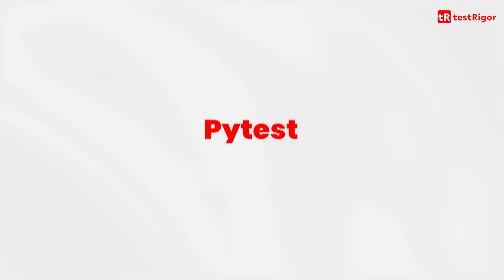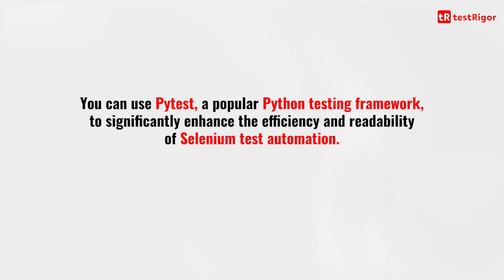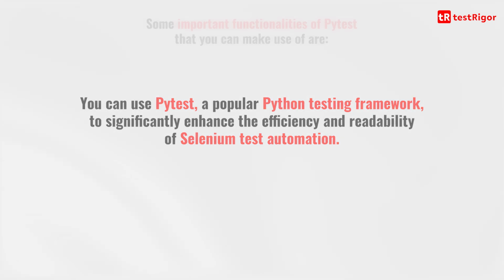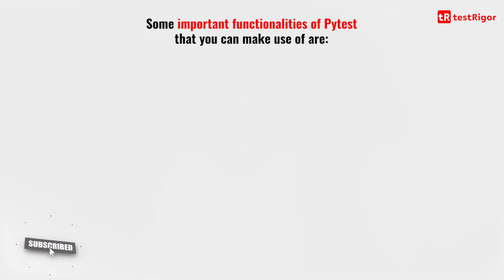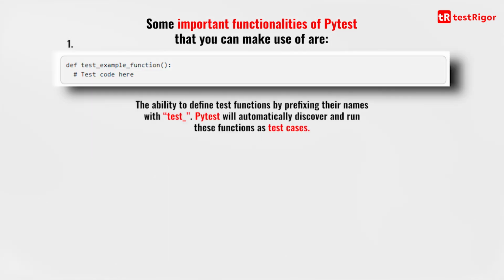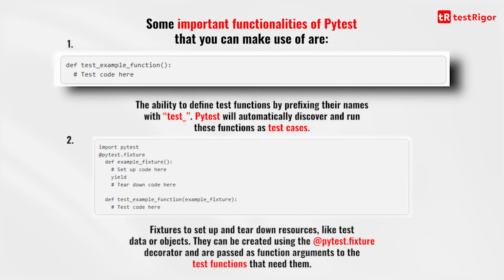Pytest. You can use Pytest, a popular Python testing framework, to significantly enhance the efficiency and readability of Selenium test automation. Some important functionalities of Pytest that you can make use of are: Number 1, the ability to define test functions by prefixing their names with test. Pytest will automatically discover and run these functions as test cases. Number 2, fixtures to set up and tear down resources like test data or objects. They can be created using the @pytest.fixture decorator and are passed as function arguments to the test functions that need them.